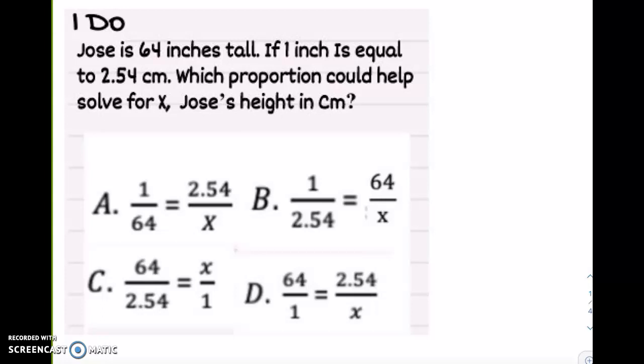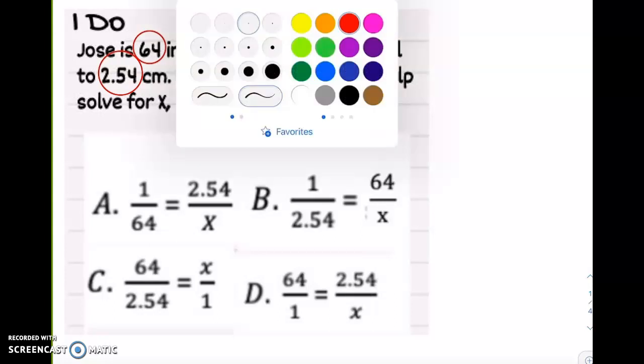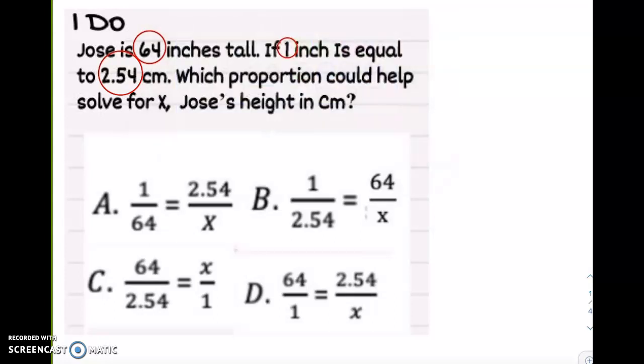So the first thing I'm going to do is annotate using cubes. And I'm going to circle all my numbers. 1 inch, circle 1. So I've already circled my numbers. Next step will be to underline my question. And the question is, which proportion could help solve for x, Jose's height, in centimeters?